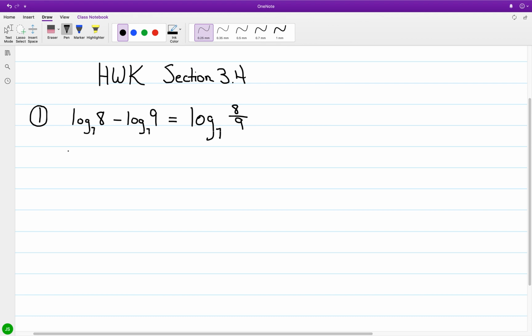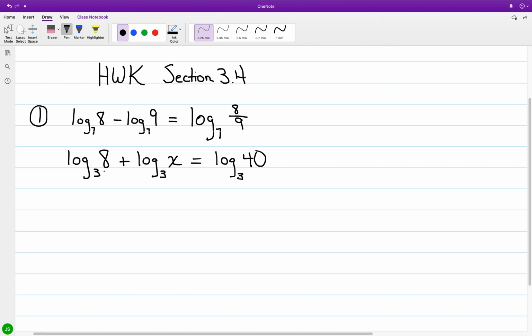Now, for the second part, we have a base 3 logarithm of 8, plus the base 3 logarithm of a missing term, and we'll say we just have x, is equal to the base 3 logarithm of 40.